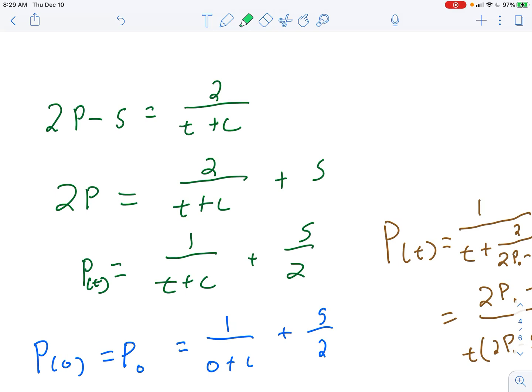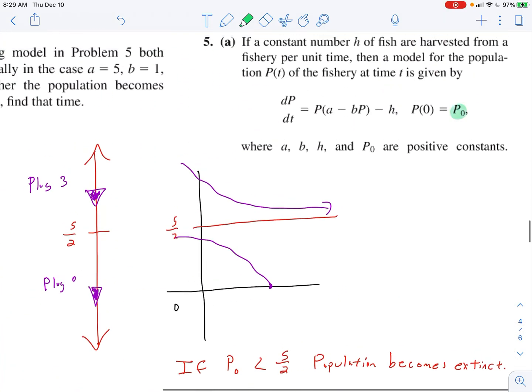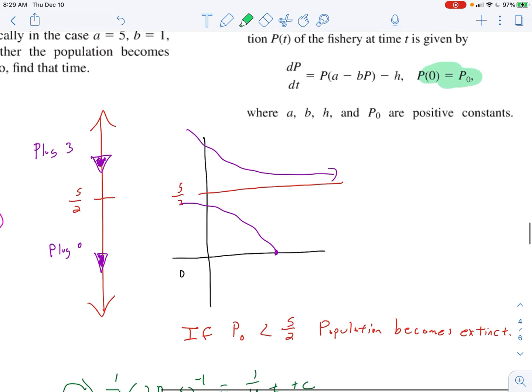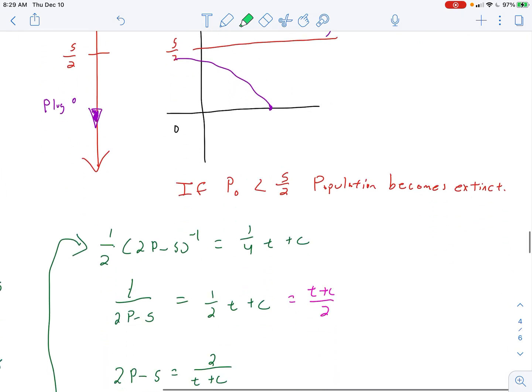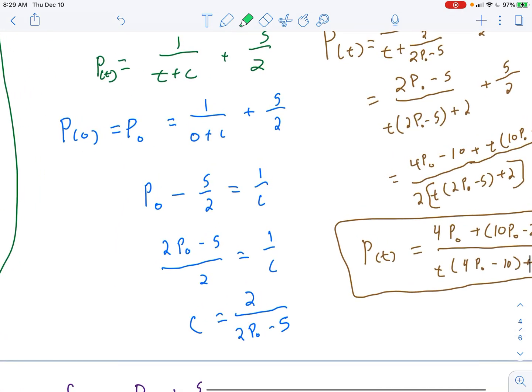We want to solve for c, though. All right? C is a constant. We got to find that constant. Now, one thing that we know based off the initial condition is that p of 0 is equal to p sub 0, or p naught. So p of 0, since p of 0 is equal to p sub 0, that's going to be equal to just 1 over 0 plus c plus 5/2.